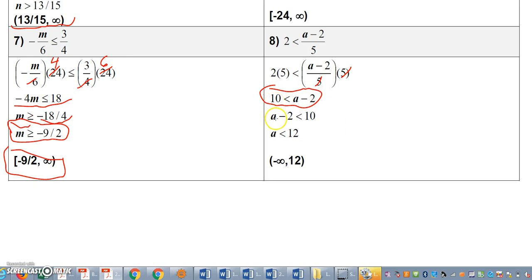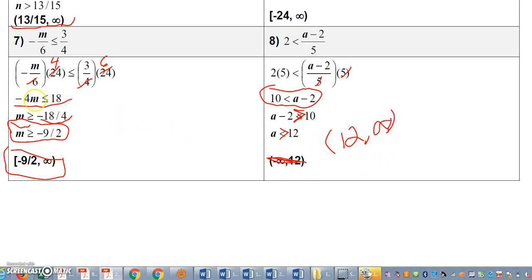Okay, so let me write it like that. A minus 2 is greater than 10. And I actually wrote it wrong here, didn't I? A minus 2 is greater than 10. All right, now add 2 to both sides, and you get a is greater than 12. So I got that one wrong. Shame on me. Okay, so a is greater than 12. So the interval notation would be from 12 to infinity.